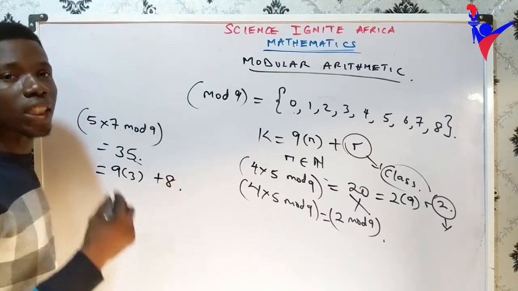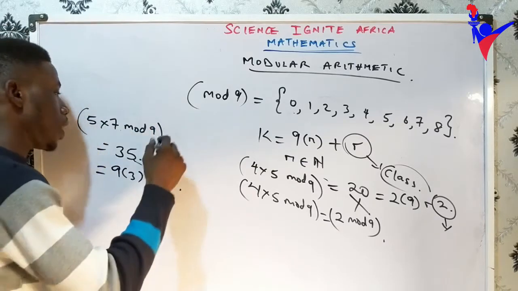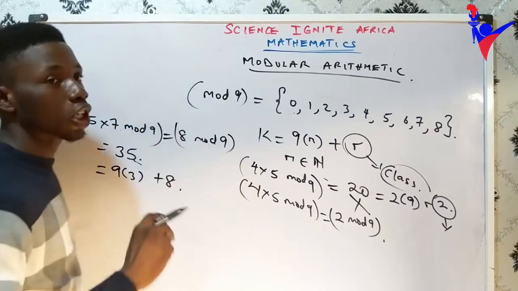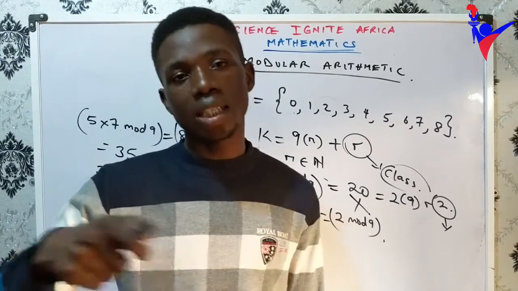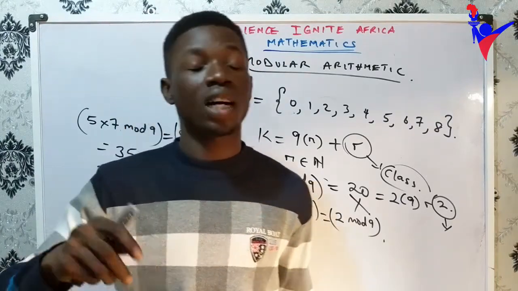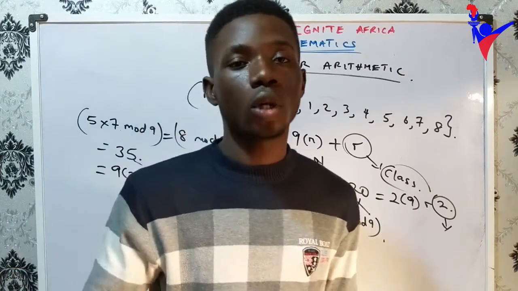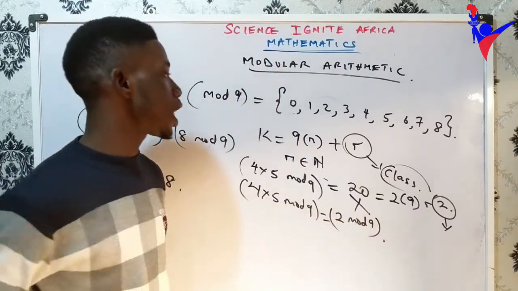Plus 8. So which implies that, what's our answer now? Our answer equals 8 in mod 9. So basically all you have to do is divide whatever result you have gotten by the mod you are in, and the remainder will be your answer. That's basically what we do in modular arithmetic.